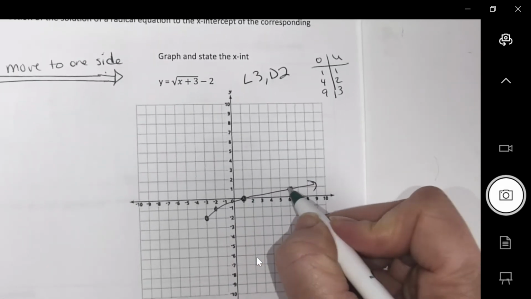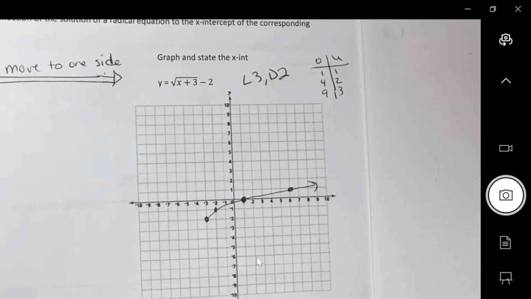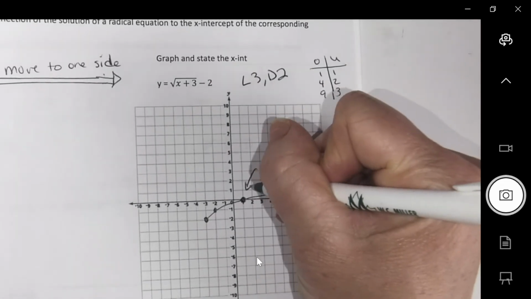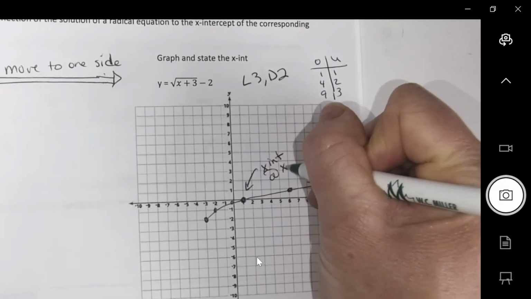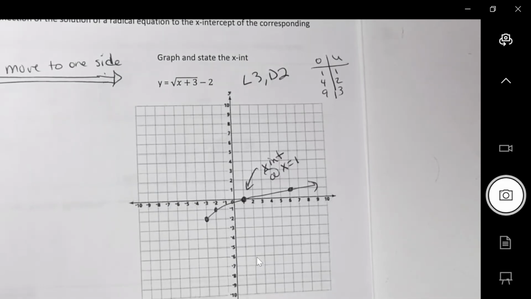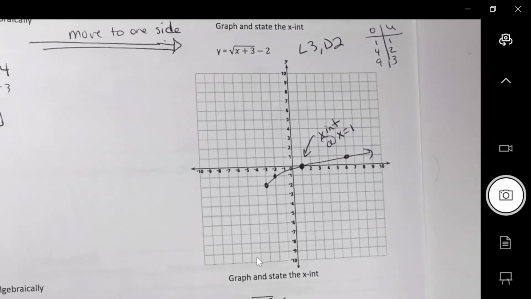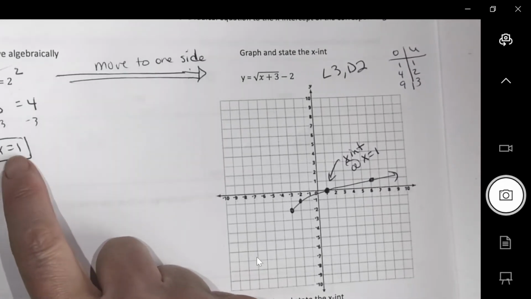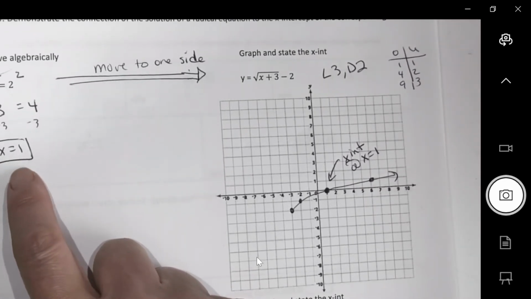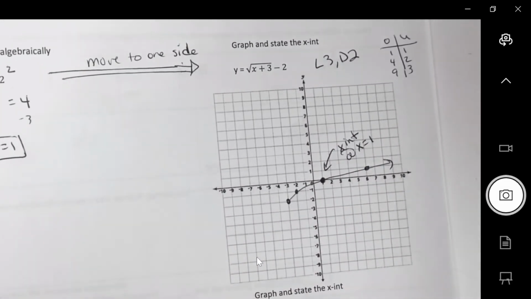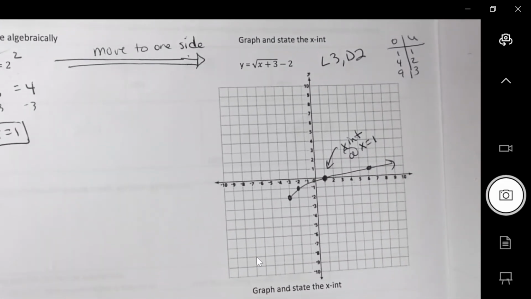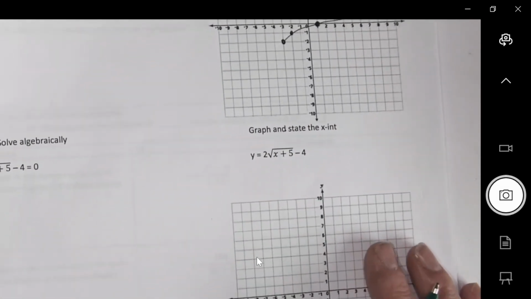What's the x-intercept of your graph? Okay, so algebraically, the 0 was matching the x-intercept, the root. Okay.